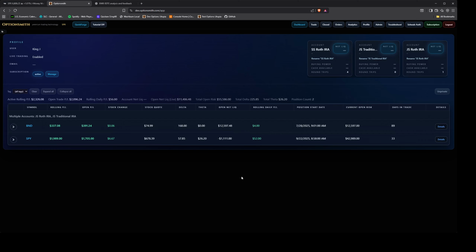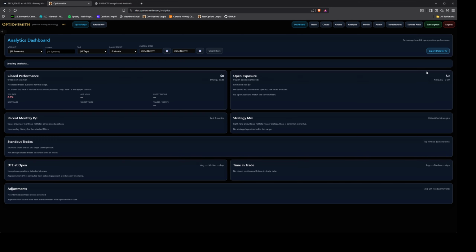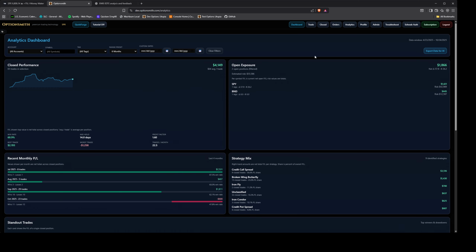So one of the things I wanted to talk about is the capability in Optionsmith to use AI by exporting your trade data in a format that any AI, GPT, or other agent can read and analyze.